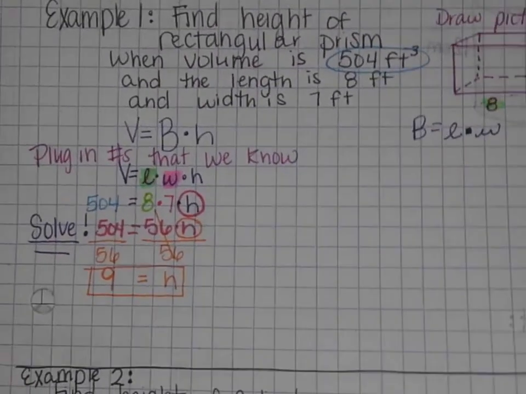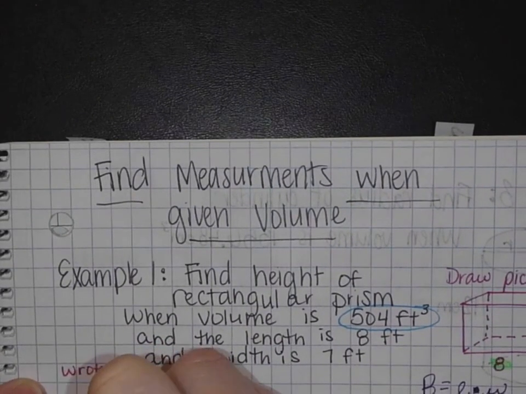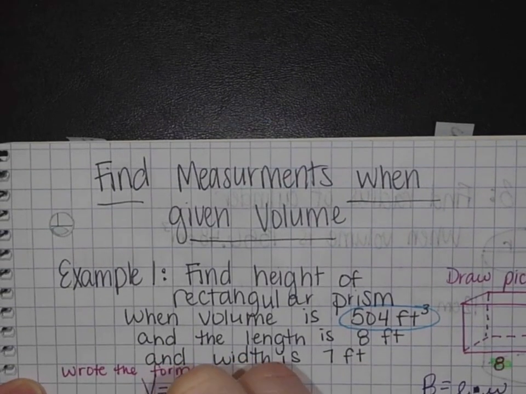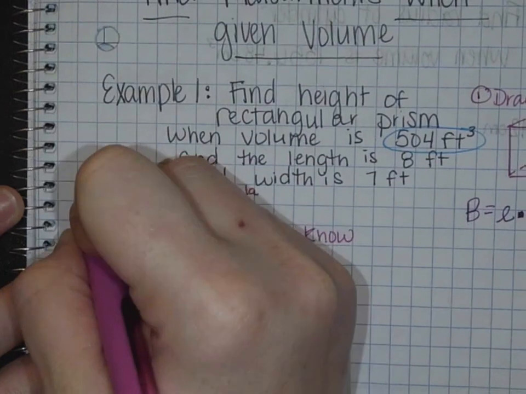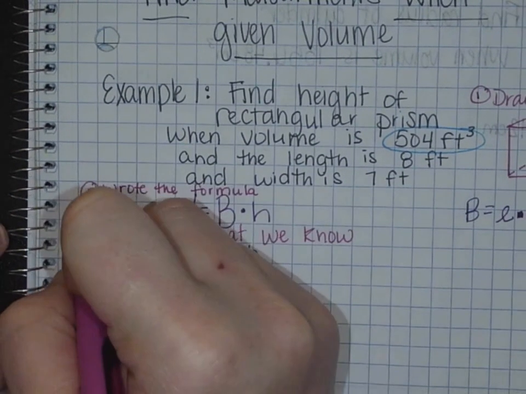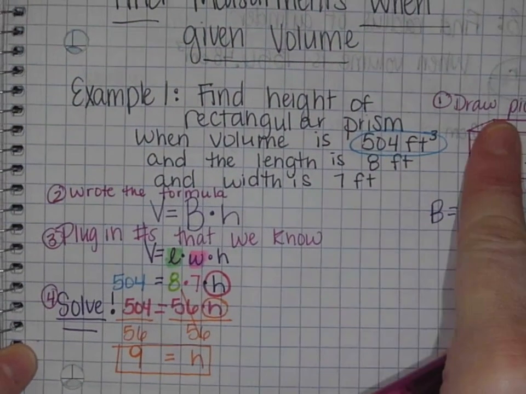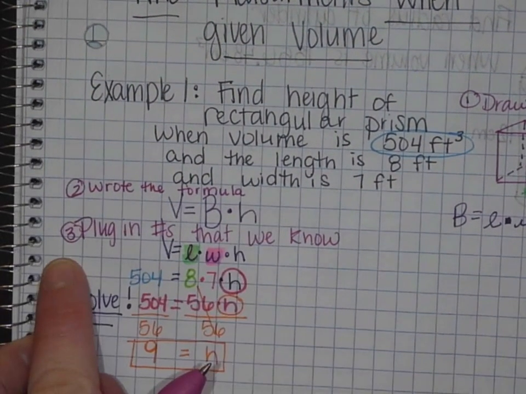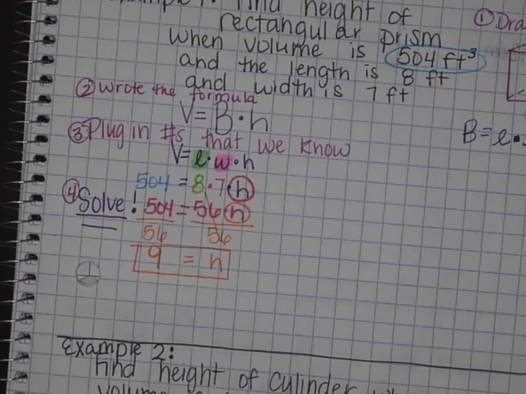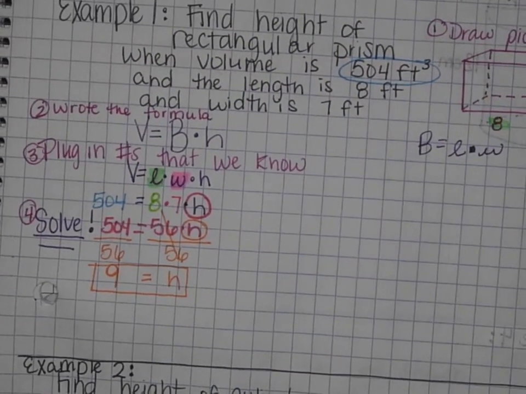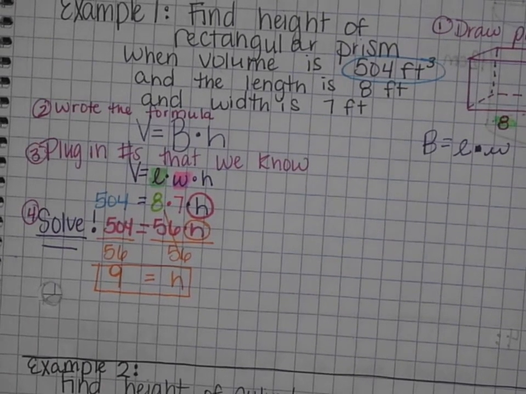Okay, the next thing we did up here is we wrote the formula. And I'm going to go ahead and put a 1, a 2, 3, and 4, just so you have all the steps. So step 1, we drew the picture. Step 2, we wrote the formula. Step 3, we plugged the numbers into that formula. And then step 4 is we solve. So we drew our picture. Now we need to write our formula. So write formula.